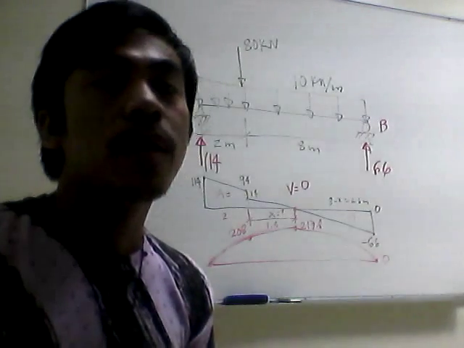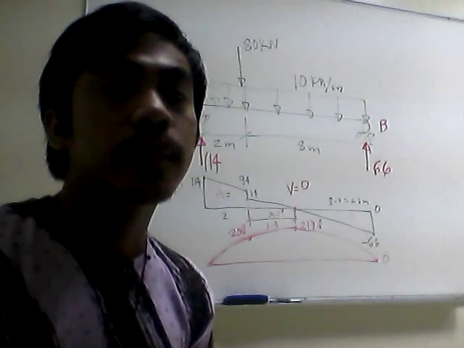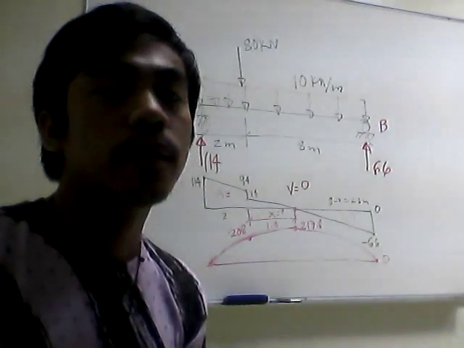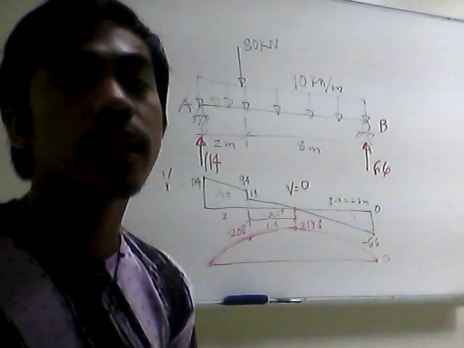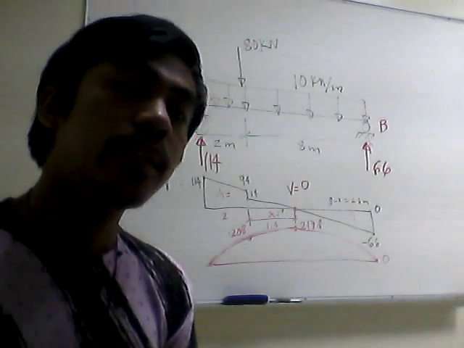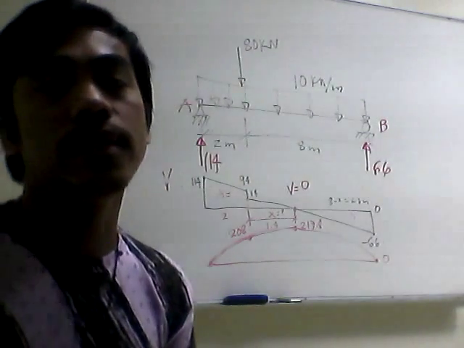Next video will be discussing shear and moment diagram for cantilever beam. A cantilever beam is described as one end is fixed, the other end is free.